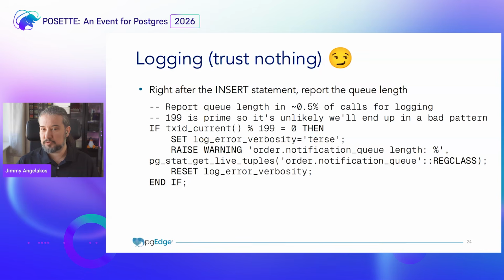And then in order to avoid selecting from the notification queue table, we would just do a pg_stat_get_live_tuples for that table, which reports almost exactly the size of this table. And then we need to exit the state of logger verbosity. We would just reset it.